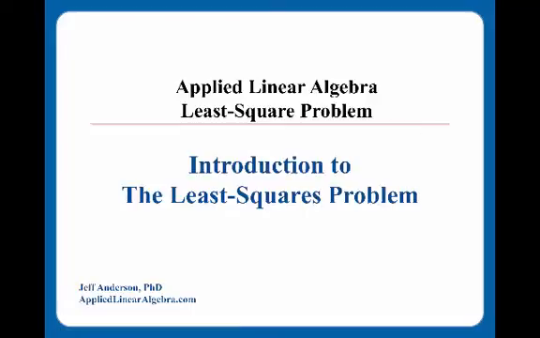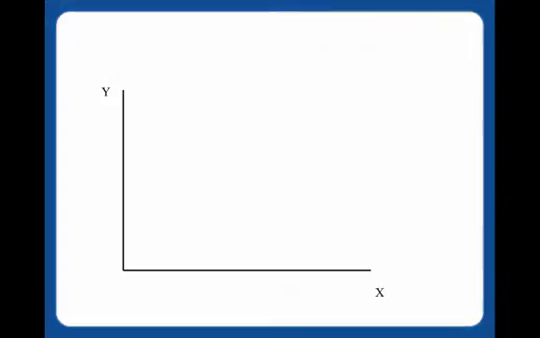Least squares techniques are centrally focused on creating mathematical models of real-world data. In this video, we study the least squares problem for creating a linear model using a small data set. Assume we collect two data points from an experiment, point 1 and point 2. We find the slope of the line connecting these points and create a model.